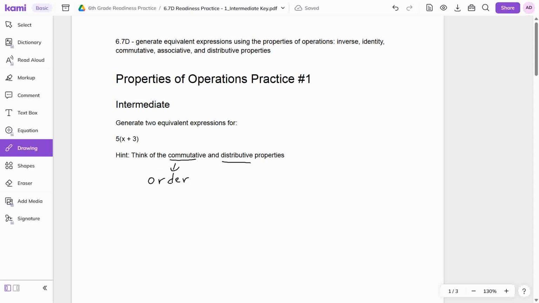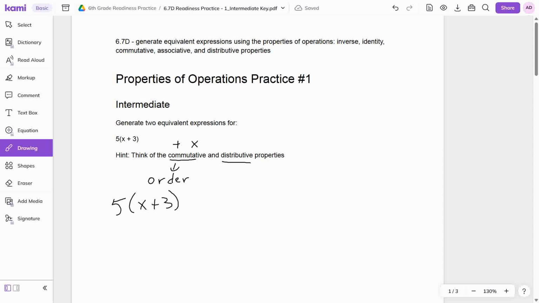And so when we're thinking of 5 and then x plus 3, what the order says is when we're multiplying two numbers, when we are adding two numbers, we can use the commutative property to switch the order of the addends or the factors. Now, things change if we switch the order when we're subtracting or dividing, but we can use this for addition. We can use this for multiplication.